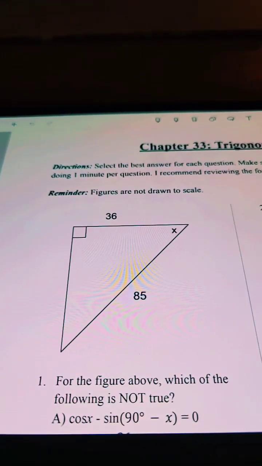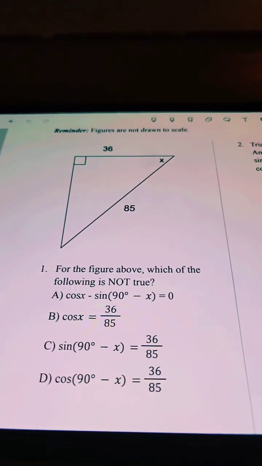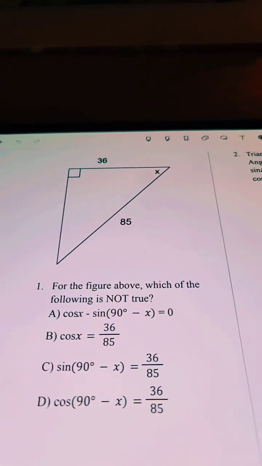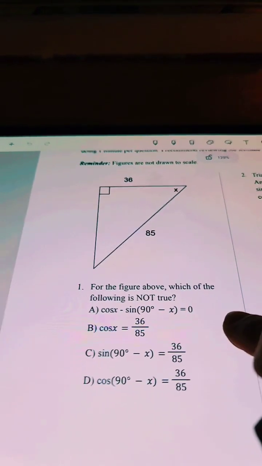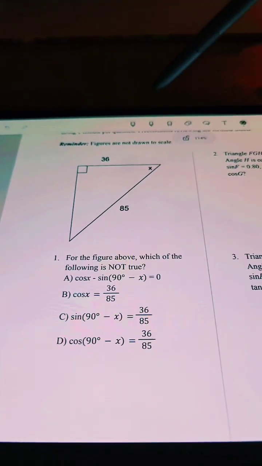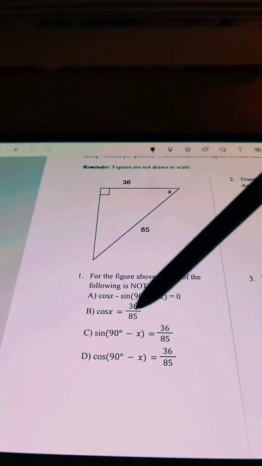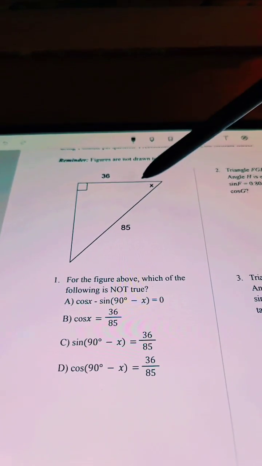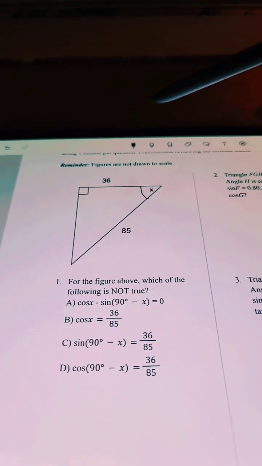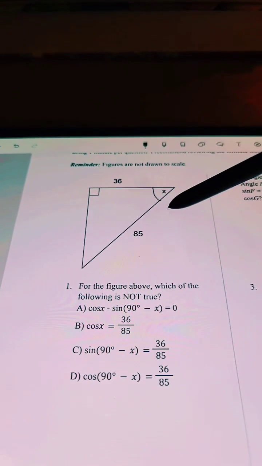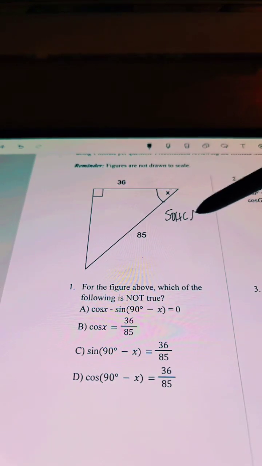So, let's go and start with number 1. It says, for the figure above, which of the following is not true? Let me just zoom out of this a little bit. So we want what's not true. And it's all referring to this X as the reference angle right here. Because it's a right triangle, we're thinking about SOHCAHTOA.